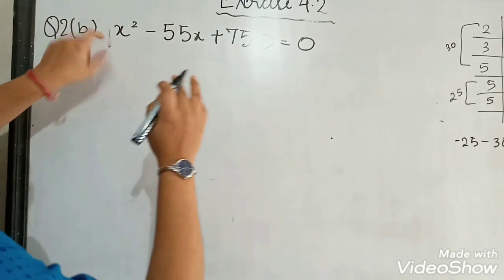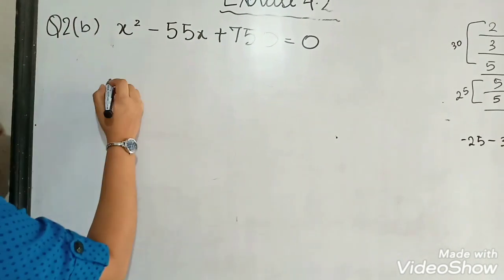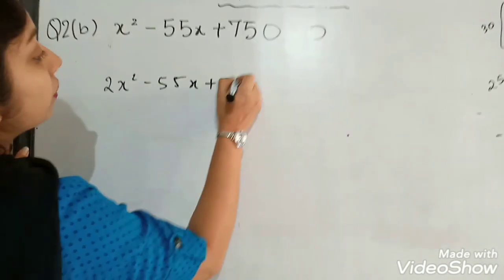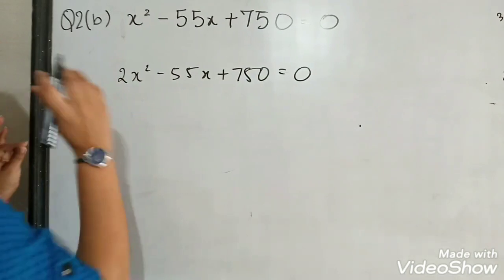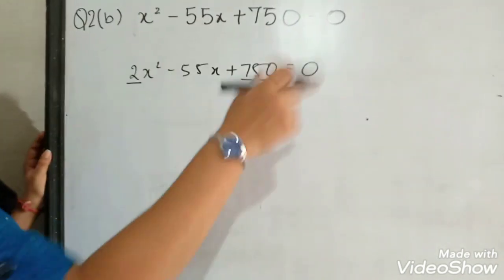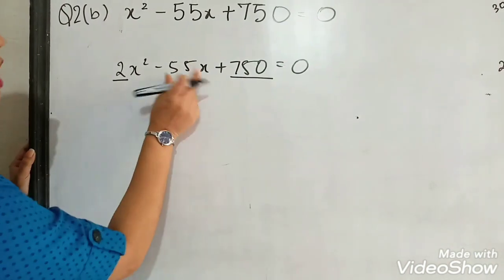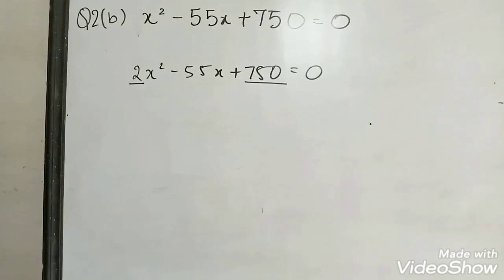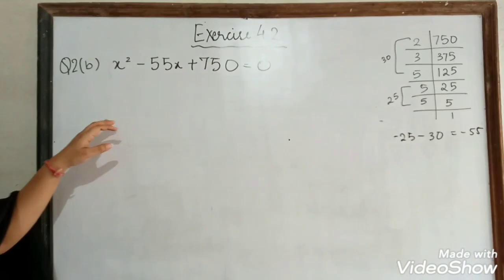So basically what I am trying to say is, if the equation had been, for suppose, 2x square minus 55x plus 750 equals to 0, then to take out the LCM, you have to take both these numbers in multiplication, and then you have to take out the LCM, and then you will be able to split this term. Is that clear? So let us begin with our question.